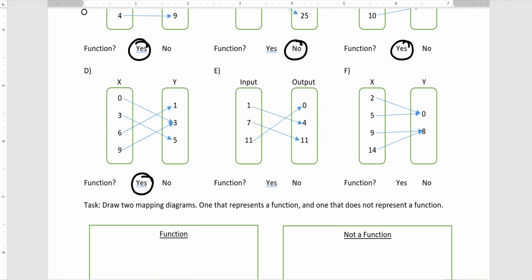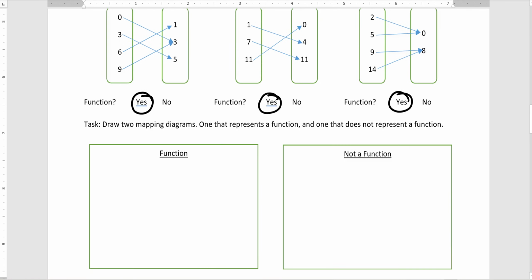Looking at letter E, 1 goes to 4, 7 goes to 11, 11 goes to 0, so this also is a function. Looking at letter F, 2 goes to 0, 5 goes to 0, 9 goes to 8, 14 goes to 8. Each input only has one arrow coming from it, so this is indeed a function. All three of those represented functions.